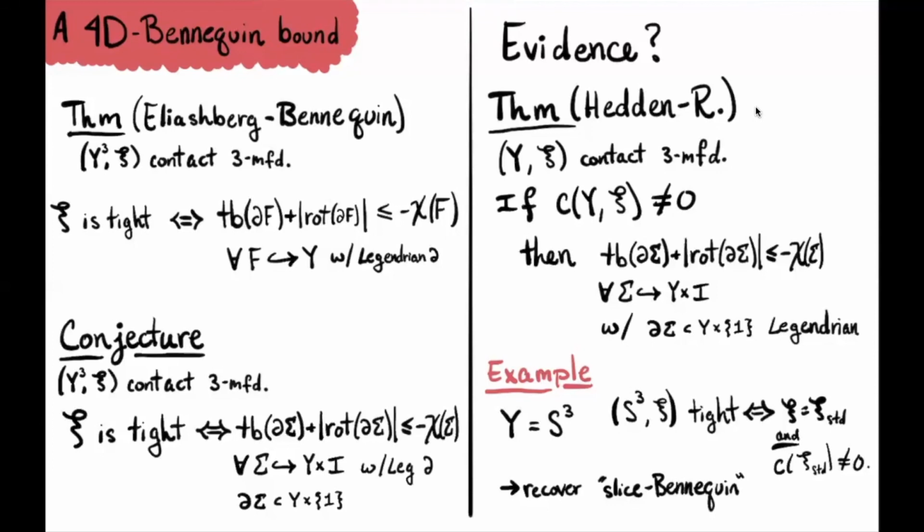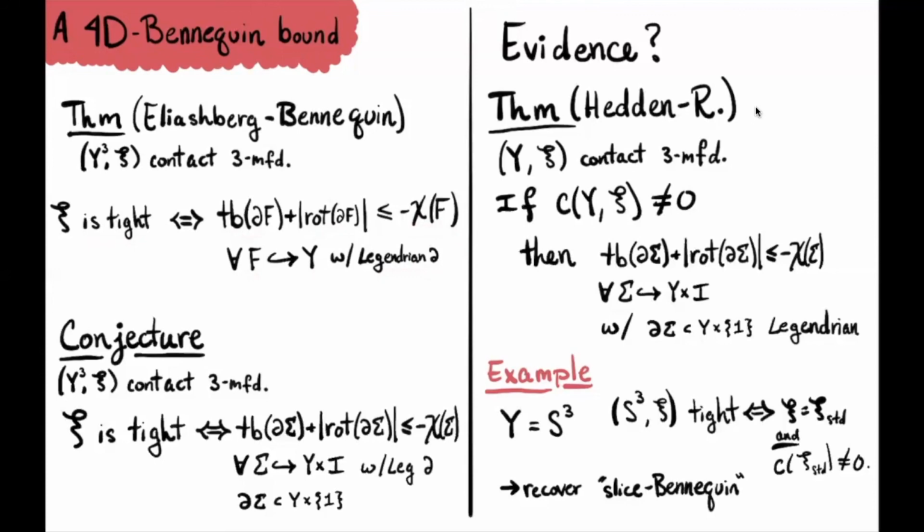So the final application I want to talk about today is what I call a 4-dimensional Bennequin bound. And this is an application to contact geometry and topology. So the classic Eliashberg-Bennequin bound is the following. It says that if I have a contact 3-manifold, then this contact structure is tight if and only if for any surface embedded in Y with Legendrian boundary, the Thurston-Bennequin number plus rotation number of the boundary is less than or equal to the negative Euler characteristic of the surface.